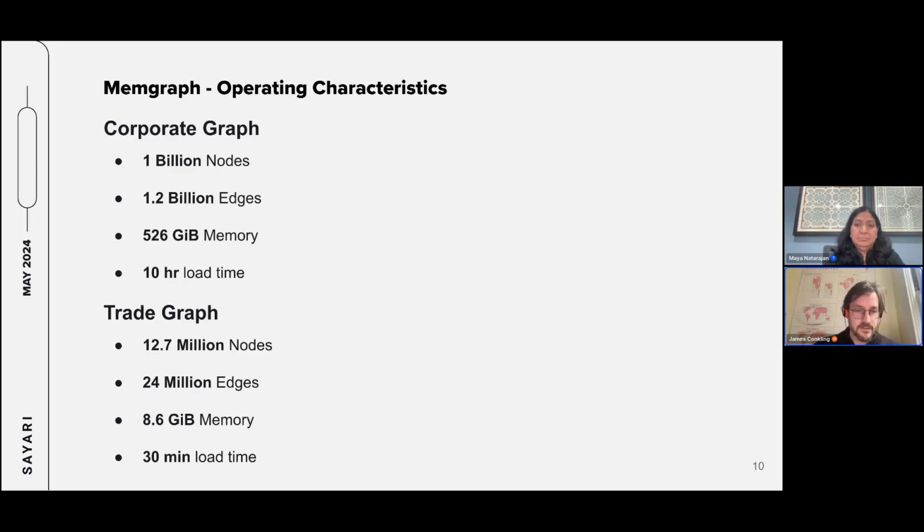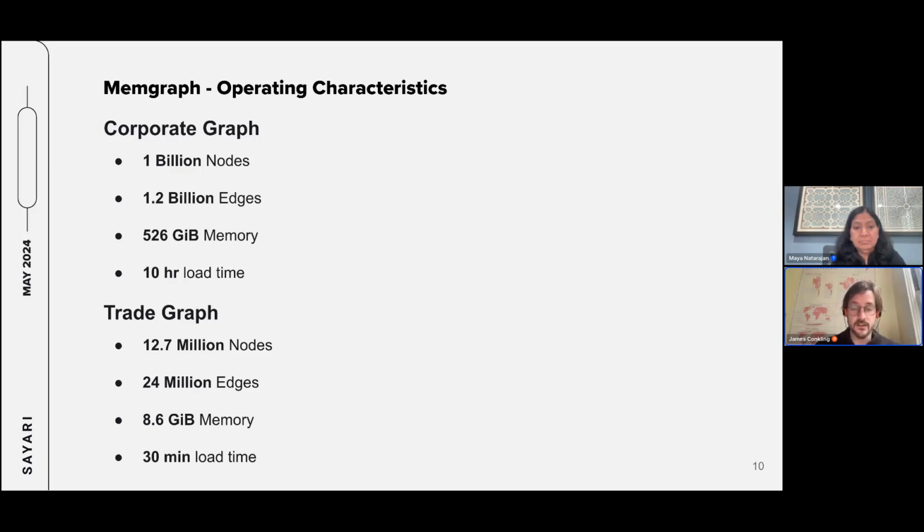And to illustrate this even further, our trade graph, which is customized around much more bespoke trade-based queries, is much smaller, but also not trivial, with over 12 million nodes and 24 million edges. This is a large data set, and it fits into 8 gigabytes of memory. This is absolutely tractable. I guess there are two points here. One is Memgraph is very good at compressing data in memory, much better than other databases, very much better than Neo4j, for instance.